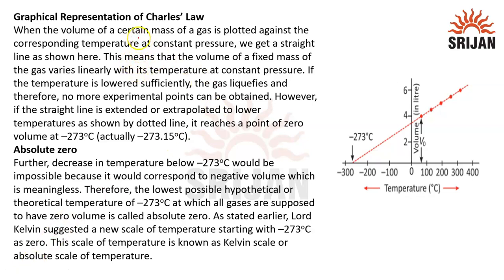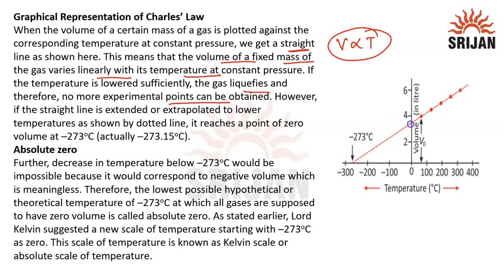Now let's see the graphical representation of Charles' law. When we plot the volume of a fixed mass of a gas against the temperature, we get a straight line. So we know that the volume of a fixed mass of a gas varies linearly with temperature at constant pressure, meaning they are directly proportional. If temperature is lowered sufficiently, the gas liquefies and no more experimental points can be obtained.